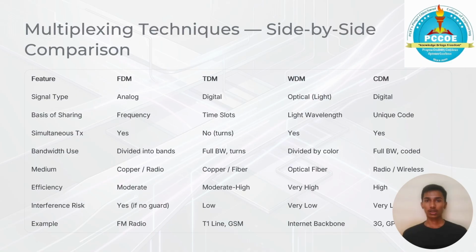Here is a quick side-by-side comparison of all four techniques. FDM works on analog signals divided by frequency, used in radio and cable TV. TDM works on digital signals divided by time slots, used in telephone networks, while WDM works on light divided by wavelengths, used in fiber optic internet backbones. CDM works on digital signals separated by unique codes, used in 3G and GPS. Each technique is suited for a different medium and use case, which is why all four are still actively used today in different parts of our communication infrastructure.